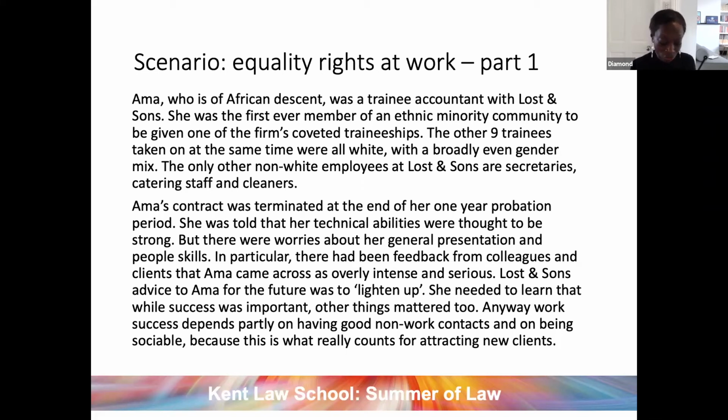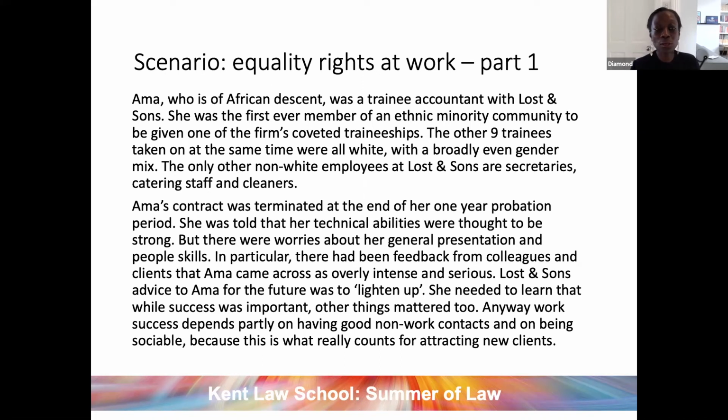She was a trainee accountant. She was the first member of an ethnic minority community to be given one of the traineeships in this firm. All the other trainees taken on were white, although there was a broadly even gender mix. Currently, the only non-white staff in this accountancy firm are employed as secretaries, catering staff, and cleaners. So there were no other ethnic minority accountants or trainee accountants. After a one year probation, Amma's contract was terminated.